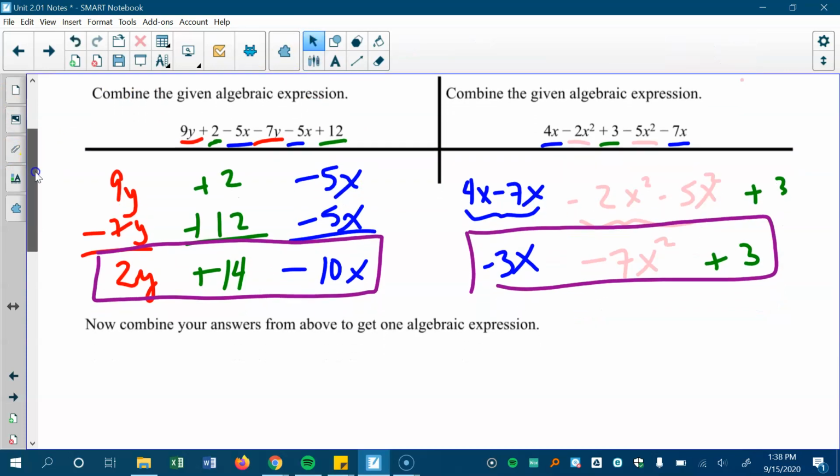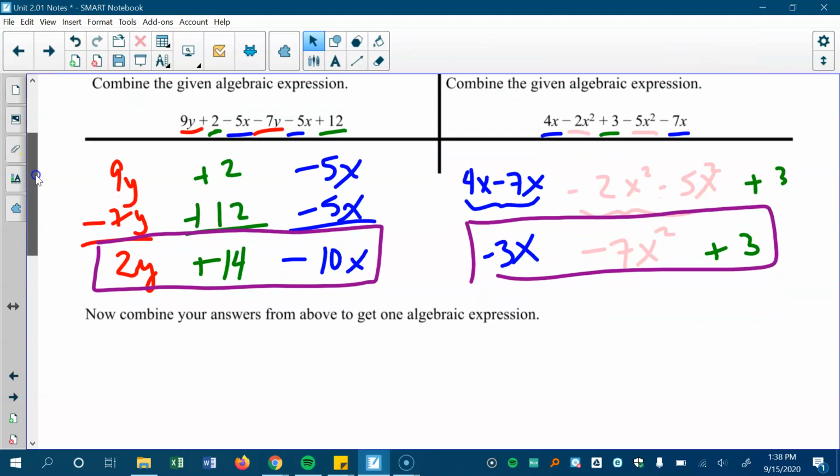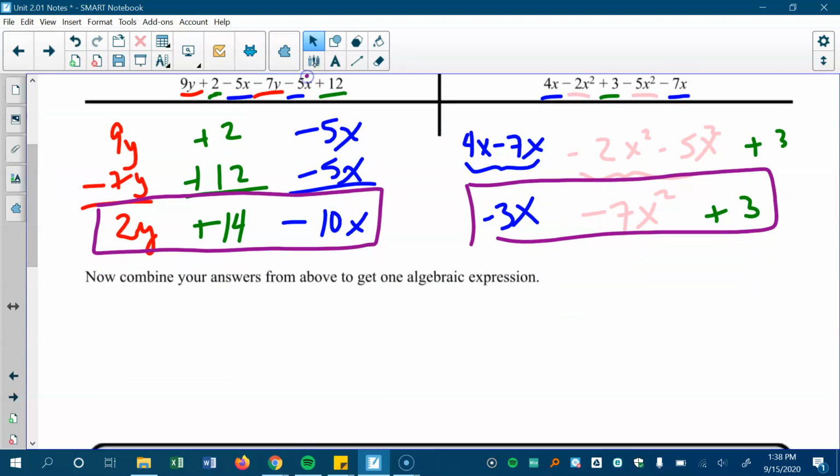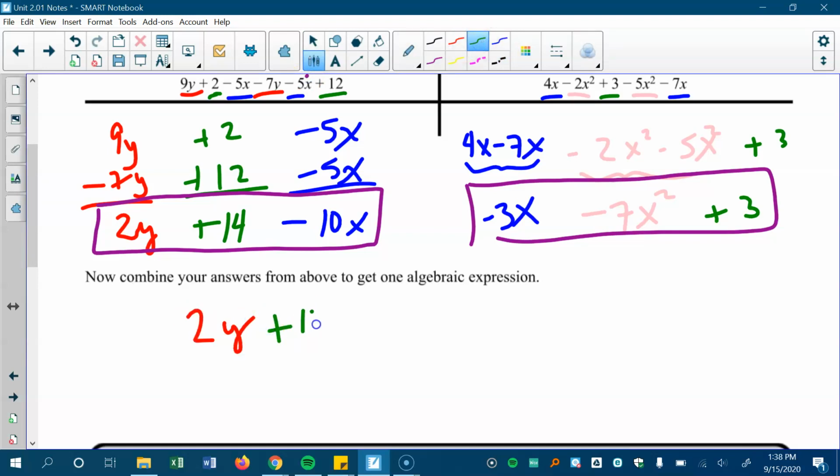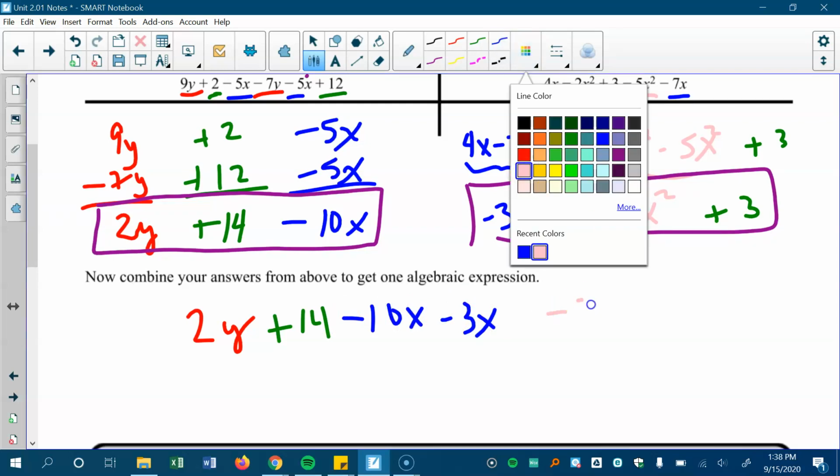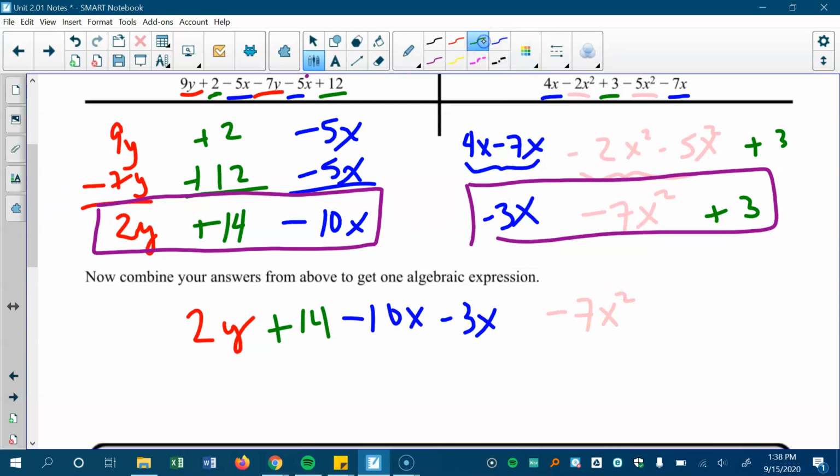For combining your answers from above to get one algebraic expression, let's do this one together. So what I'm going to do is combine all my terms together from these. I'm going to combine my 2y and the plus 14 and the minus 10x and the minus 3x and the minus 7x squared and the plus 3. I'm going to see what I get. So 2y looks like it's all by itself, so that's just going to be 2y. A positive 14 and a positive 3 will get a positive 17.